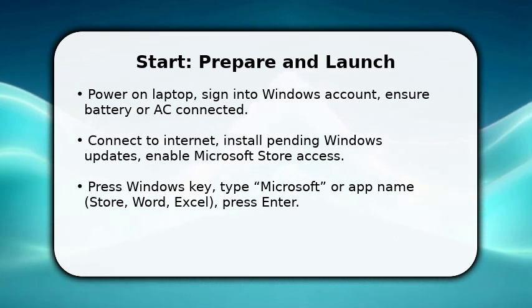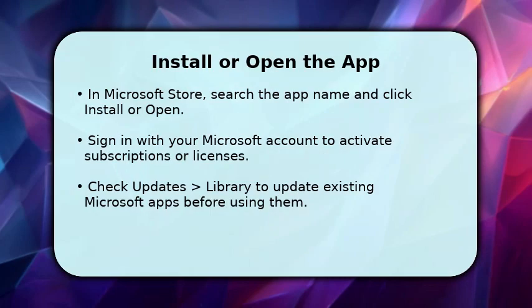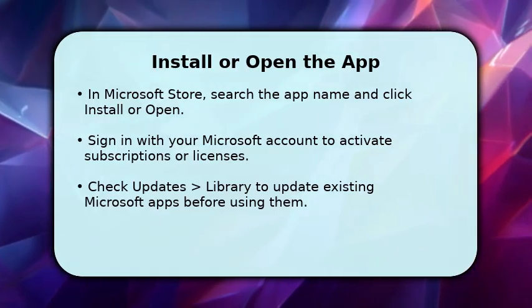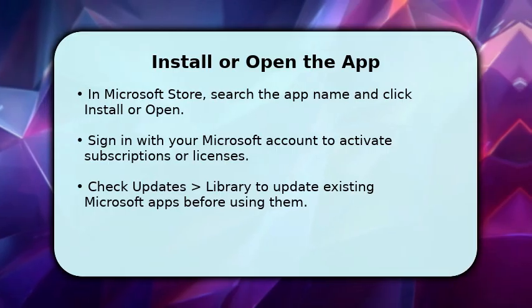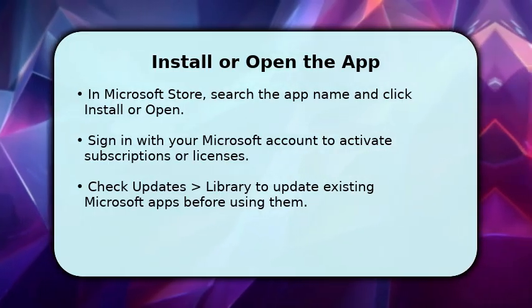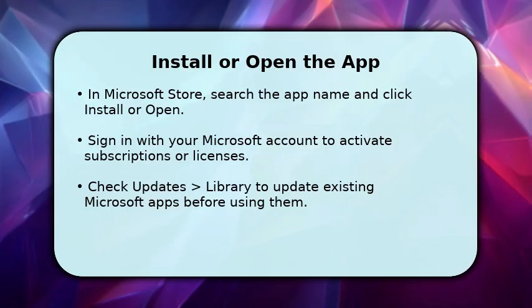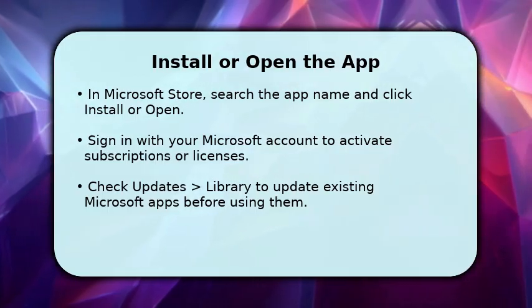Once the store or app is open, search for the specific Microsoft product you need, Word, Excel, Outlook, or the store itself, and click Install or Open. You must sign into your Microsoft account to validate licenses and sync settings. This step explains why features and cloud files appear.